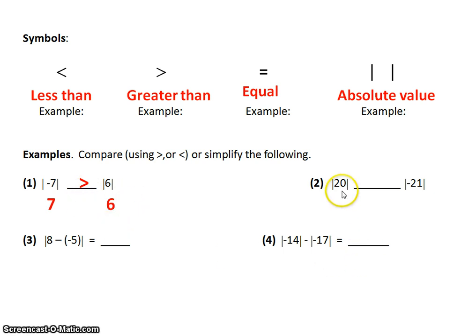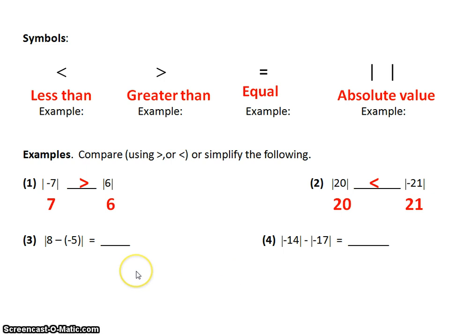In example 2, the absolute value of 20. 20 is 20 units from 0. Negative 20, the absolute value of negative 20, or negative 20 is how far from 0? It says 21. The absolute value of negative 20 is 21. It is 21 units from 0. So 20 is less than 21. The alligator will eat the greater number.